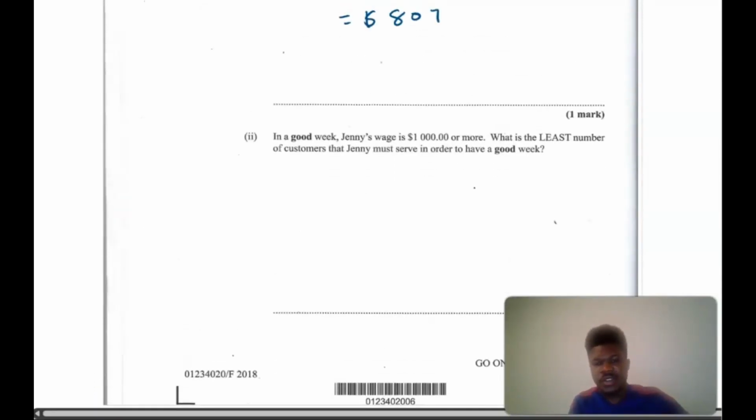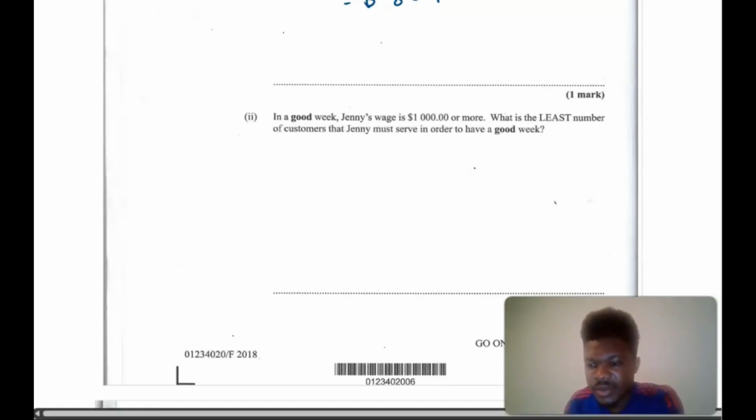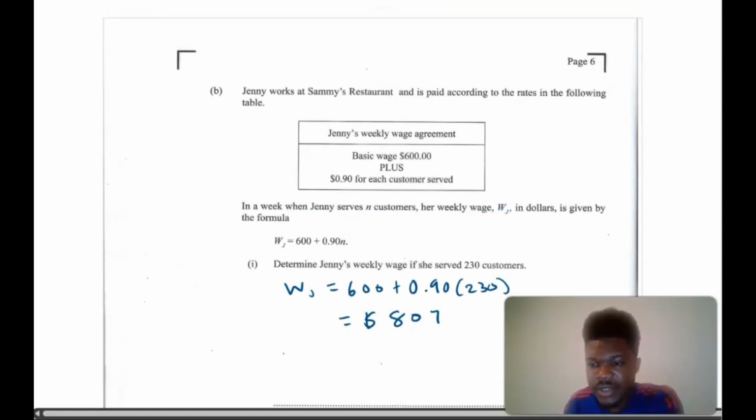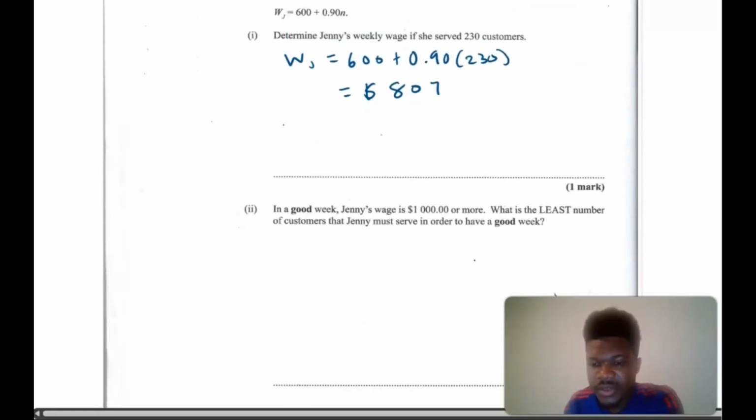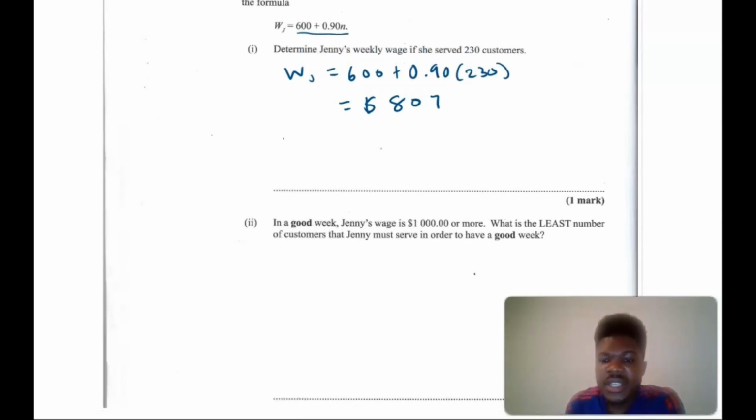Pretty straightforward. The next part says, in a good week, Jenny's wage is $1,000 or more. What is the least number of customers that Jenny must serve in order to have a good week? So we can write this as a statement. We know the formula for her wage, W_J. We just need this part of it, because in a good week she earns $1,000 or more. So how many customers does she need to serve to make at least $1,000? What is the least number of customers?